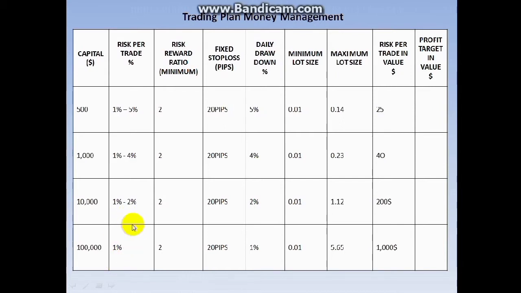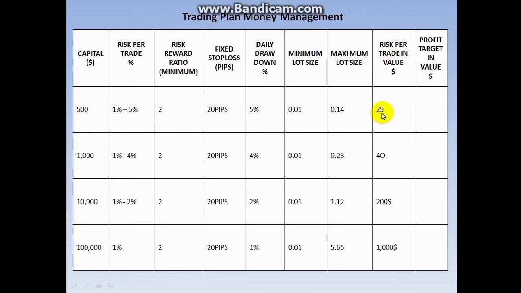All right, so we have a $500 account here. Risk per trade is between 1% to 5% of $500. Okay, a stop loss of 20 pips. Our daily drawdown should not be more than 5%. Okay, the maximum lot size you have to use on a $500 account should be 0.14. Okay, risk per trade in value, that would be around $25.